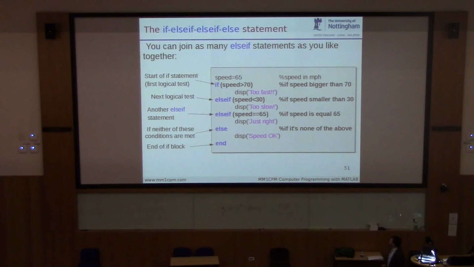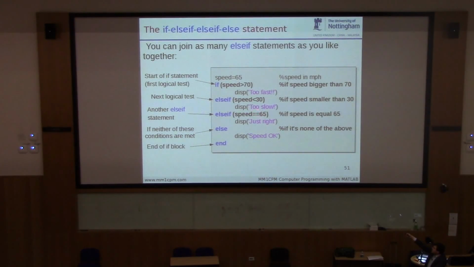Yeah, so we can stack as many of these as we want. We can combine greater than, smaller than, equal to. So here we've got if speed is bigger than 70, too fast. Else if speed is smaller than 30, too slow. Else if, here's this double equals coming up. Speed, and this is always a trap. Now, I'll say this because in MATLAB, it might warn you if you put a single equals.